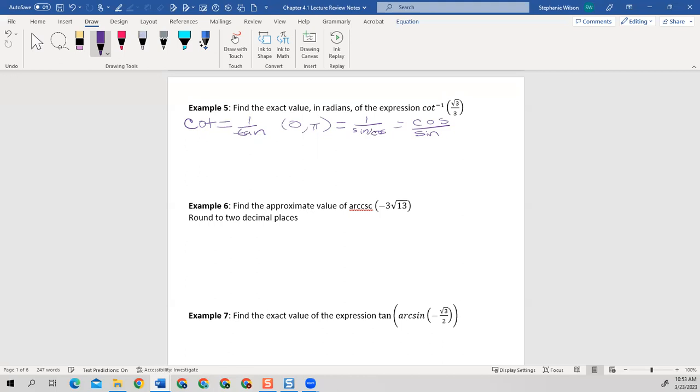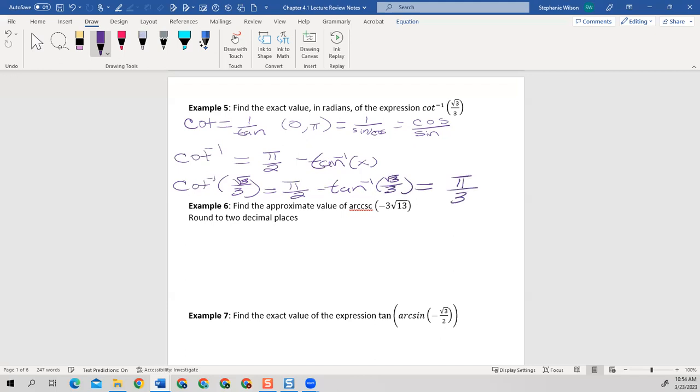Okay, so now let's find what it is. Well, we have to go up there to the top and use the formula that's given at the top. And it is pi halves minus my tangent inverse of x. That's what it gave us at the top. Well, we have cotangent inverse of square root 3/3 is equal to pi halves minus tangent inverse of square root of 3/3. And when you type it in your calculator, we get pi thirds is our answer.